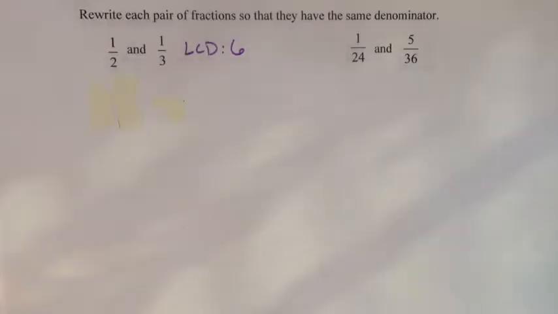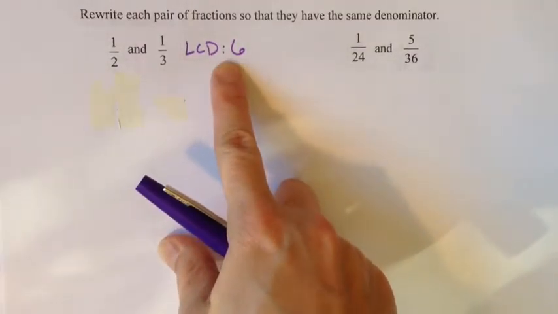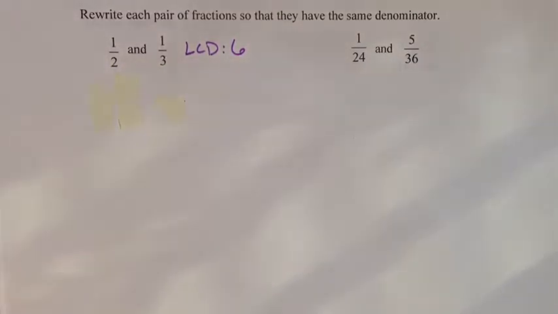Now, finding the least common denominator is swell, but ultimately we need to be able to rewrite these fractions so that they have the same denominator. We do this with the creative use of multiplying by 1. Let's start by looking at 1/2 and 1/3. We already know that the least common denominator for these two is 6. So now what I need to do is build up each fraction to have the same denominator, 6.